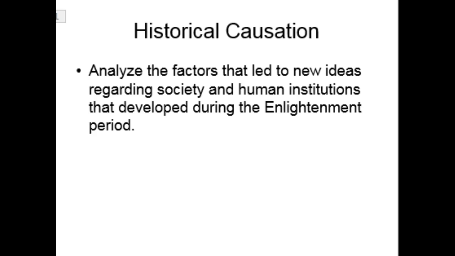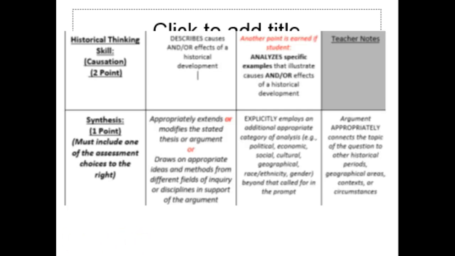Just to further emphasize this, if you look here, this is an actual rubric that will be used to grade your essay. If you look at the historical thinking skill, you're going to get 2 points for demonstrating your mastery of causation. Did you describe causes and or effects of a historical development? And you're going to get another point if you're able to analyze specific examples that illustrate the causes and or effects. So you almost can take care of this in your causation paragraph, legitimately.